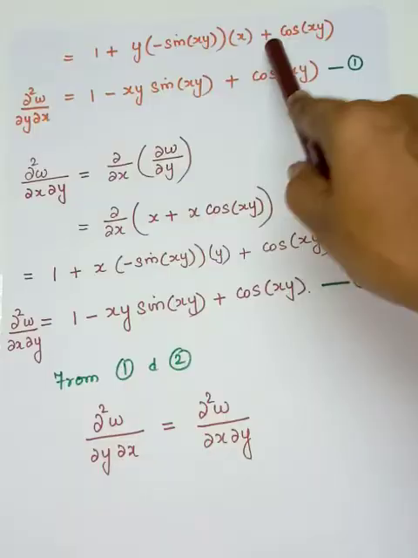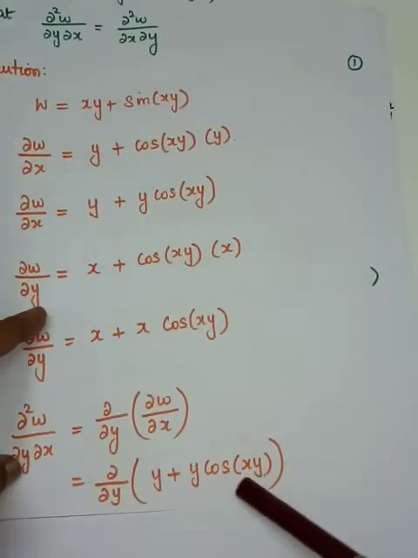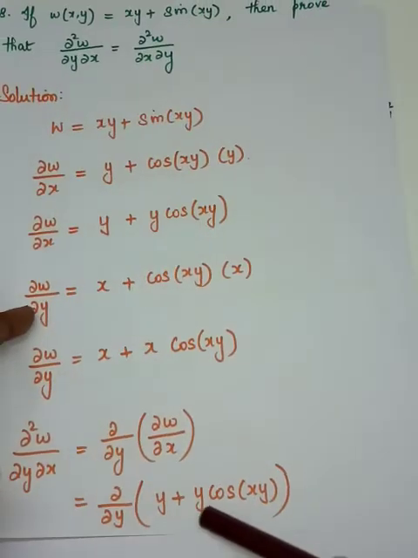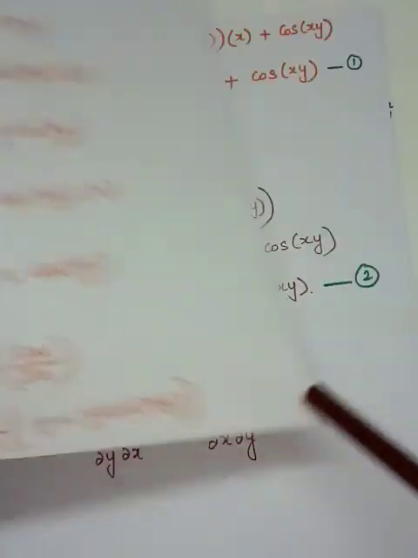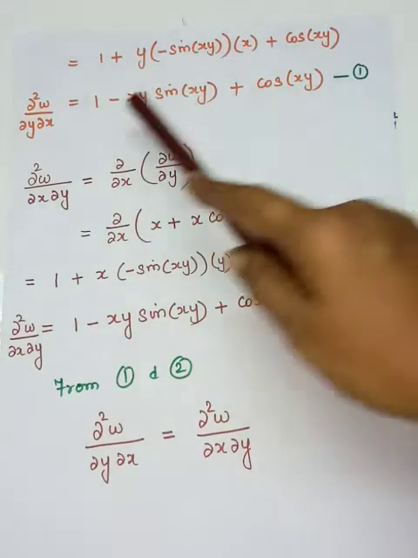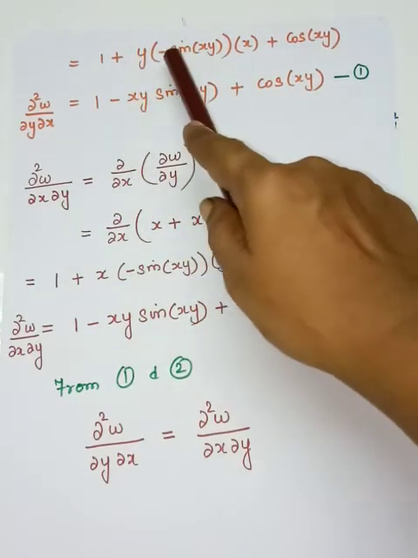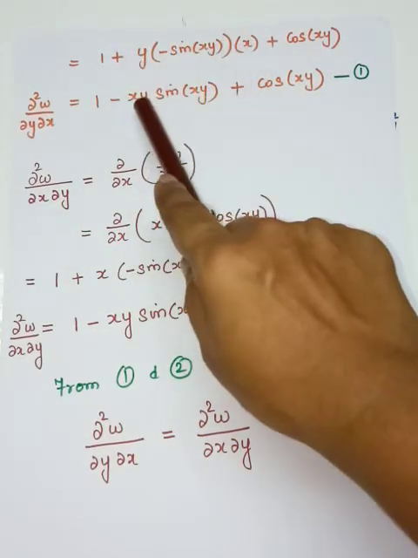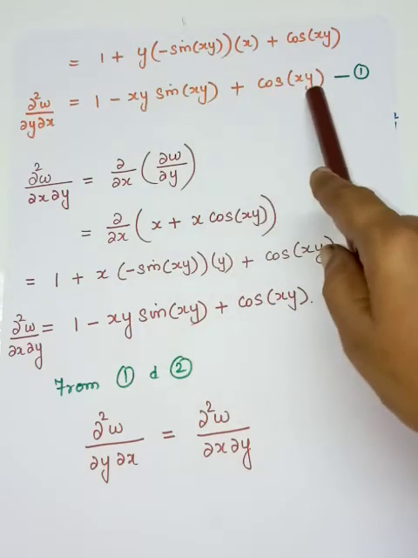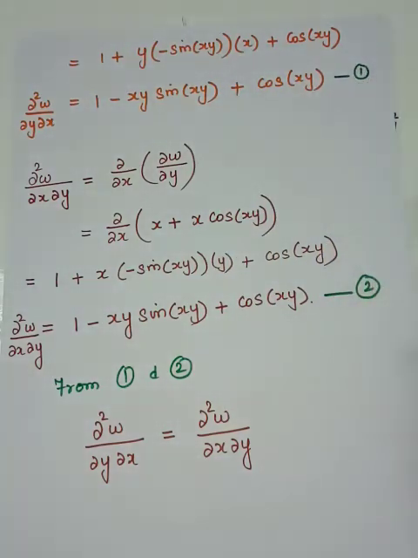Next, what do you have to do? The second term. What is the second term? v. cos of xy is written as it is, and you differentiate y with respect to y, which is 1. So you will get this answer. So it is 1 and minus x into y. So minus xy sine of xy plus cos of xy. So the first term I have found.